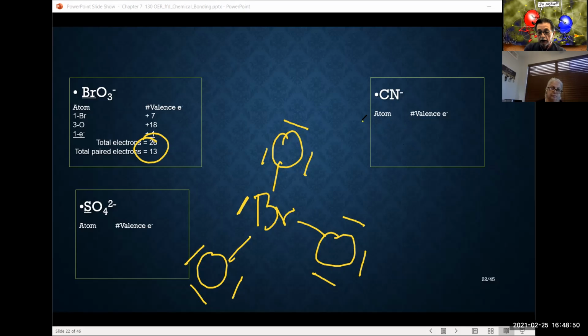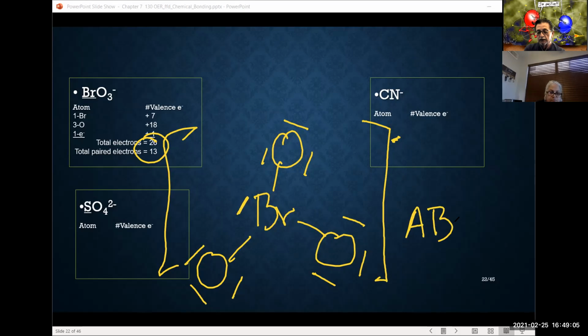And now I put the bracket and I put a -1, and that is my structure. My general formula is this: A, B3, E, right? A represents the bromine, B3 represents the 3 oxygens, and E is my lone pair on the central atom, okay?